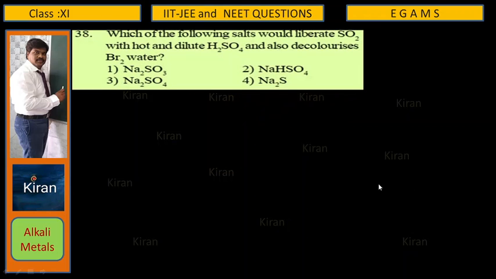Which of the following salts would liberate SO2 with hot and dilute H2SO4 and also decolorize bromine water? So here one of the compounds decolorizes. Bromine is an orange-brown color. That color will disappear when you add the compound. Which compound will make the bromine color disappear? Among the 4 options, which is the right option? Absolutely the first one only, 100% right option. It decolorizes the bromine.